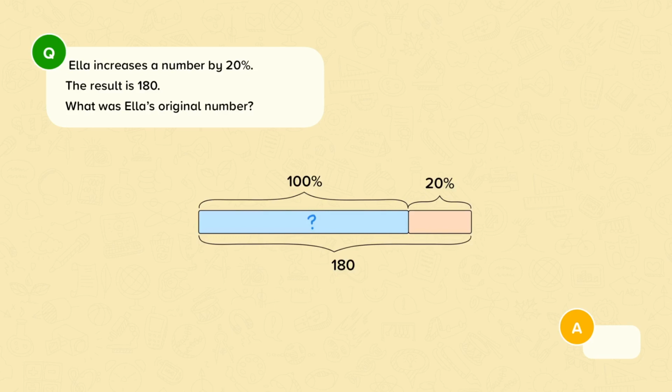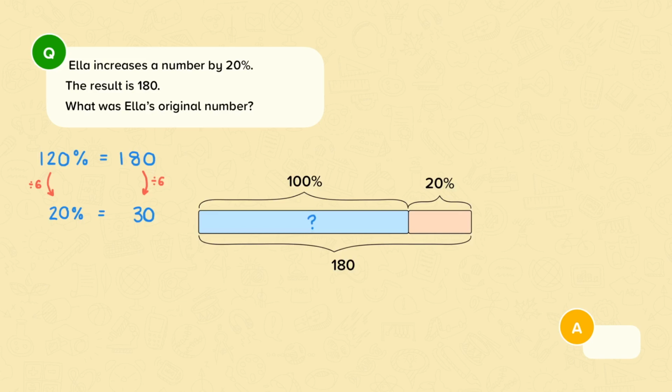The first thing we can do is we can see that 120% is 180. We need to find 100%. If we divide by 6, we can find 20%. 180 divided by 6 is 30. So 20% is 30. Now, there are two things you can do.